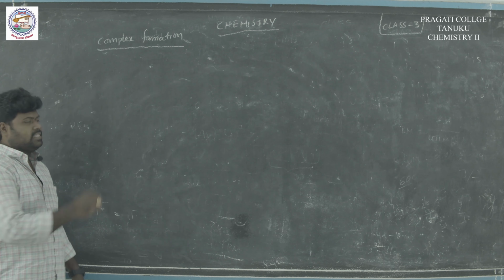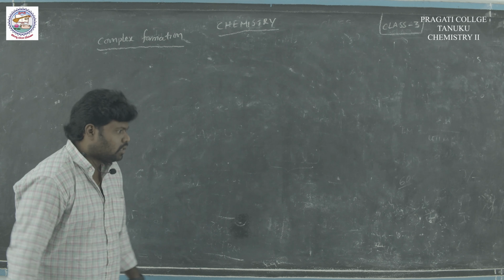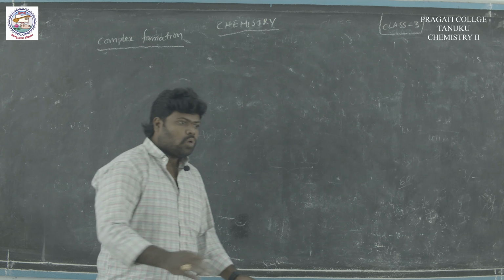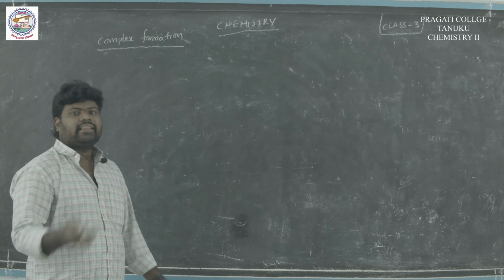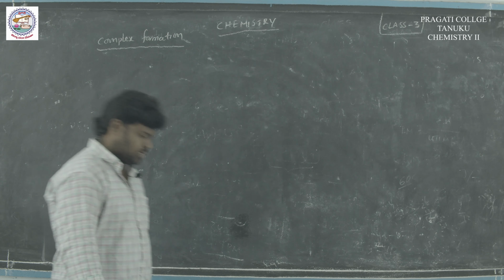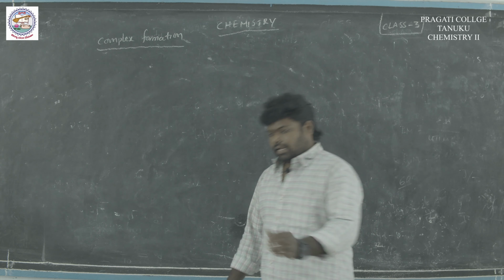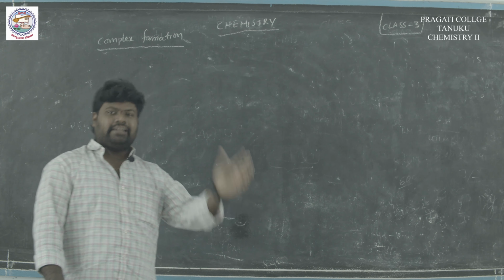Next property is complex formation. What is the meaning of complex? And these elements means transition elements. How do they form complexes, and why the formation of complexes? Because these elements have a small atomic radius and incompletely filled d orbitals.